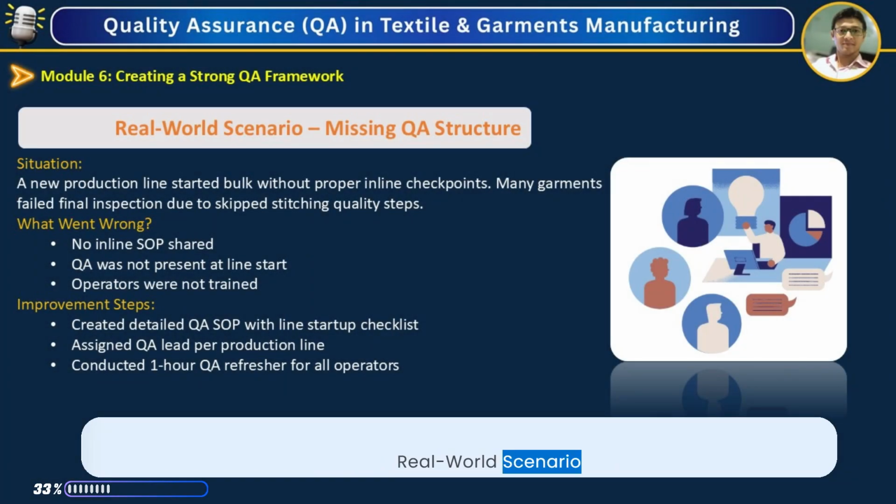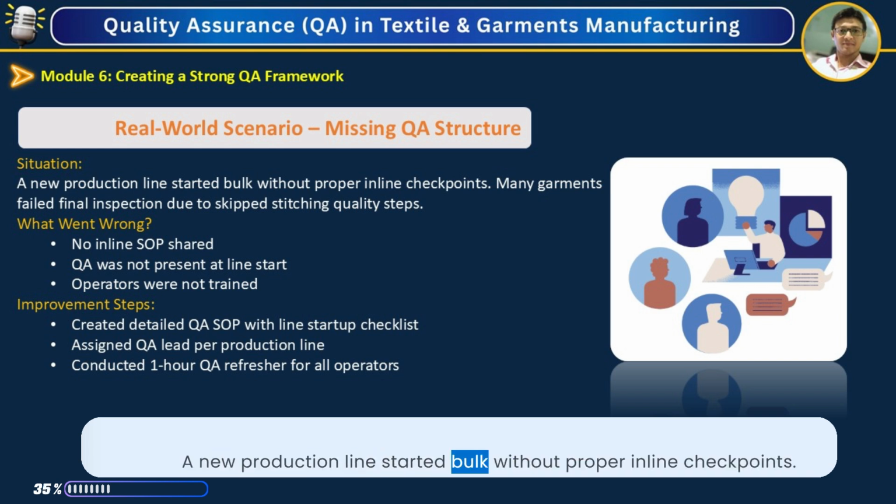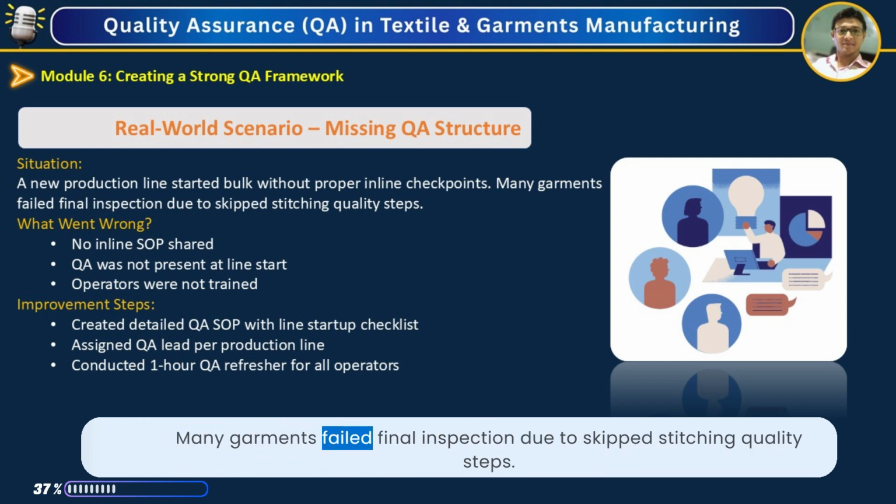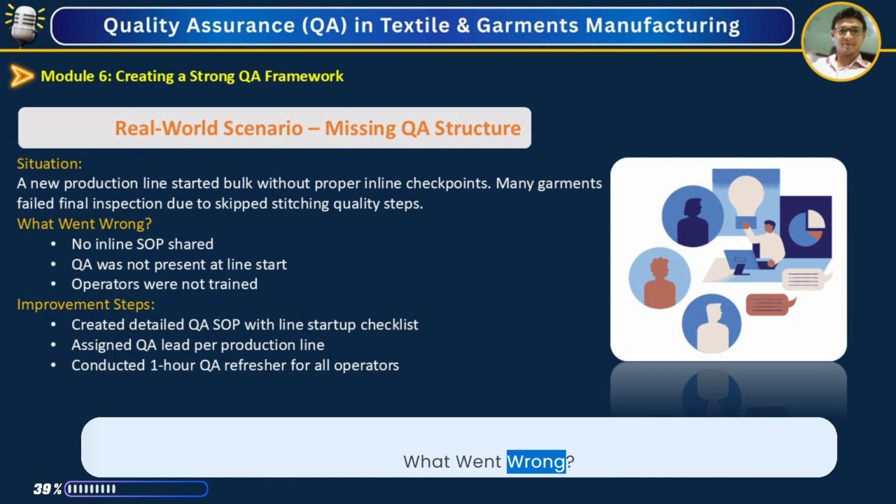Real-world scenario: missing QA structure. Situation: a new production line started bulk without proper inline checkpoints. Many garments failed final inspection due to skipped stitching quality steps. What went wrong? No inline SOP shared. QA was not present at line start.